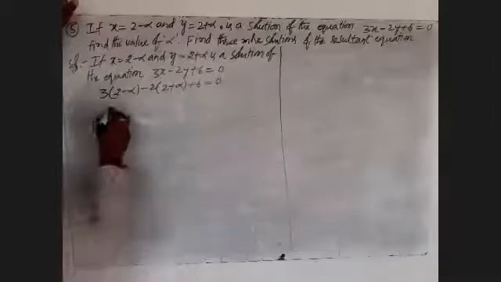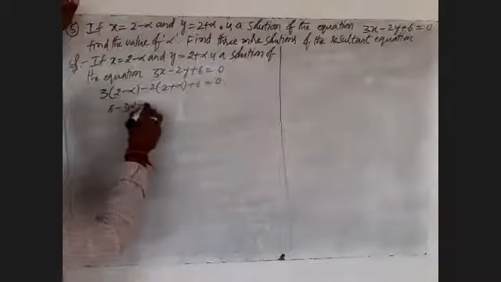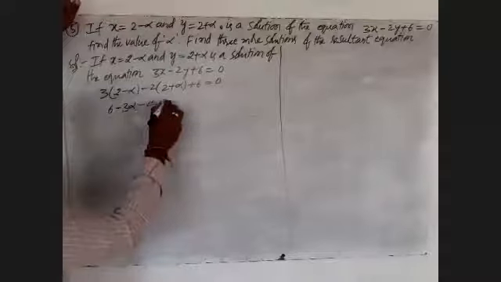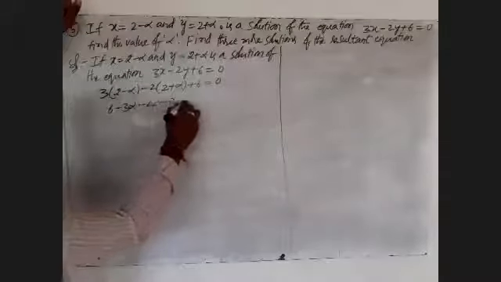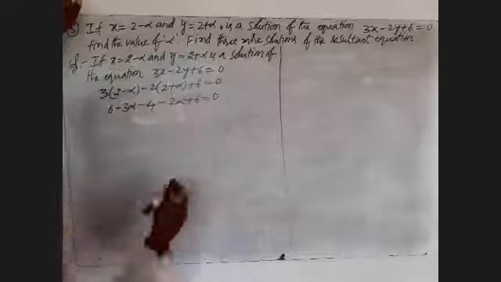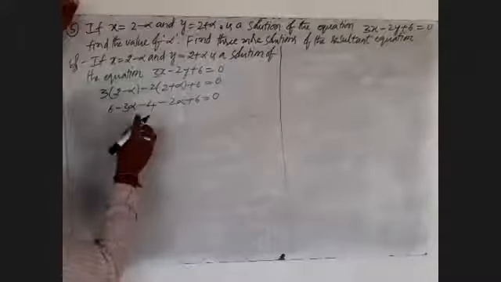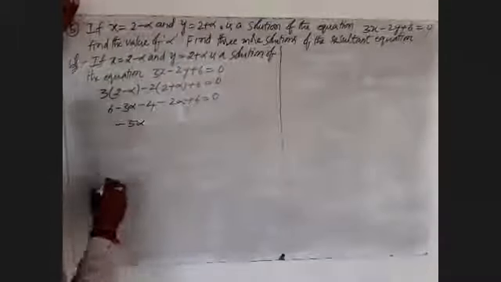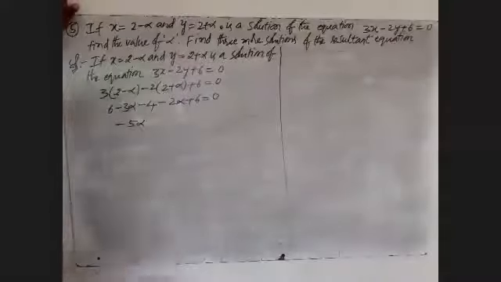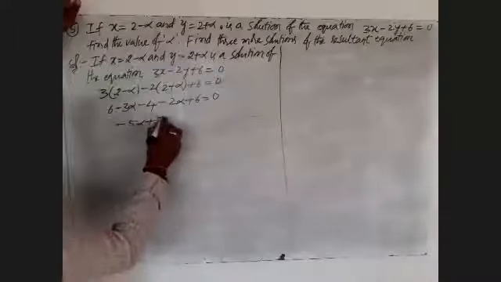3 times 2 is 6. 3 into alpha is 3 alpha. 2 times 2 is 4. Plus into minus will become minus, 2 into alpha is 2 alpha, plus 6 is equal to 0. Minus 3 alpha minus 2 alpha is minus 5 alpha. 6 plus 6 is 12. 12 minus 4 is 8. Plus 8 will become 0.